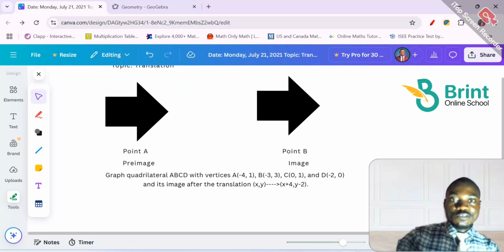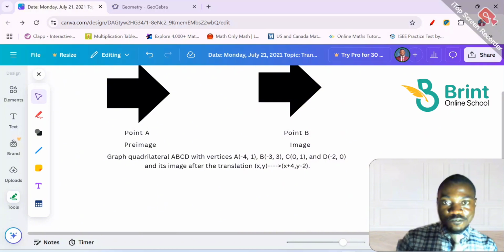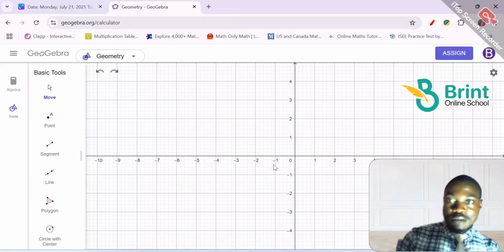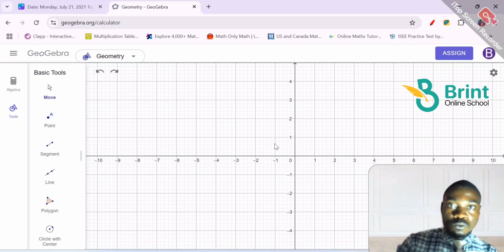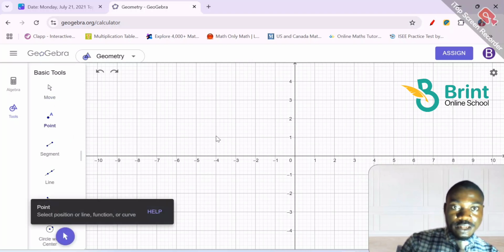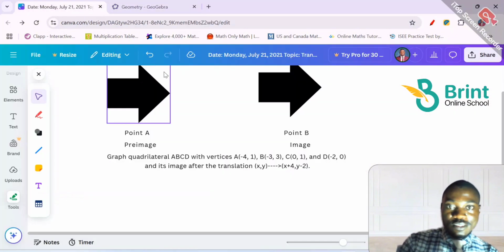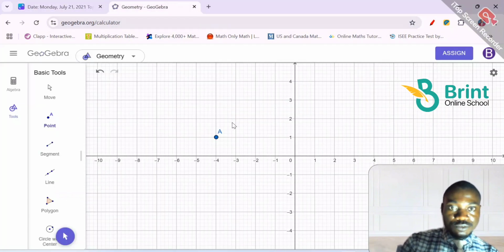So let's proceed. First of all, let's plot these 4 vertices on our coordinate plane. The first one, point A, is -4 and 1. This is my coordinate plane. -4 and 1 is right here. We're going to plot it right here. Good, it's there. The second point is -3 and 3. -3 and 3 is here.